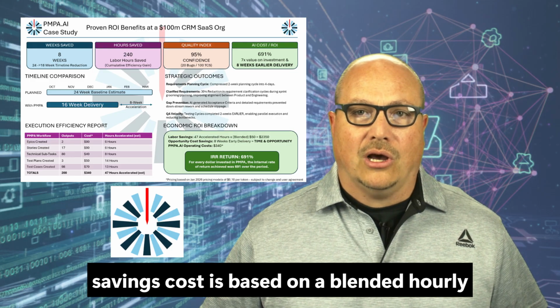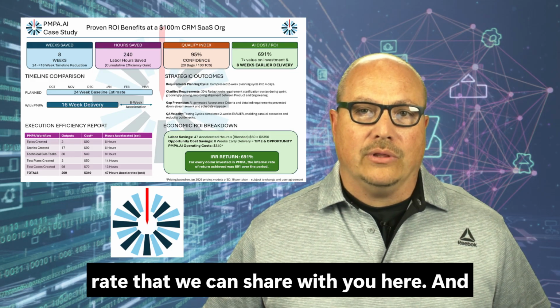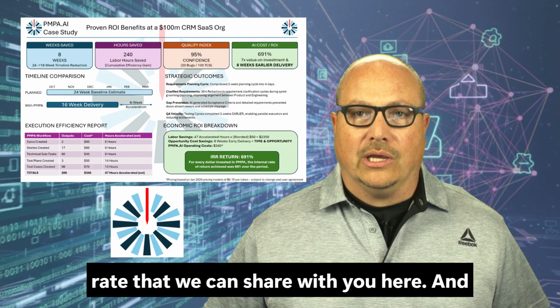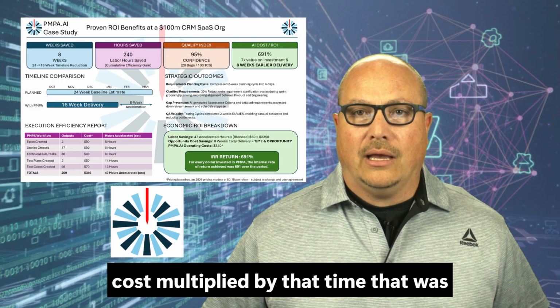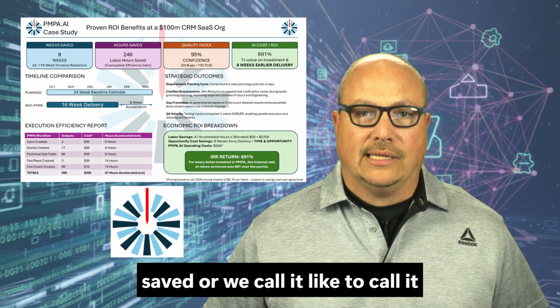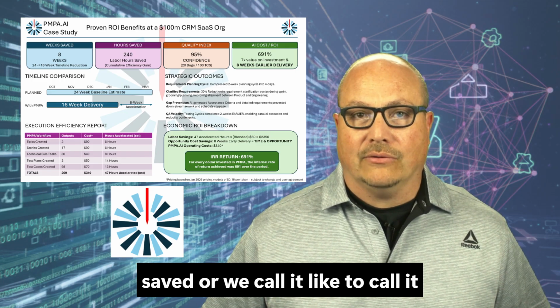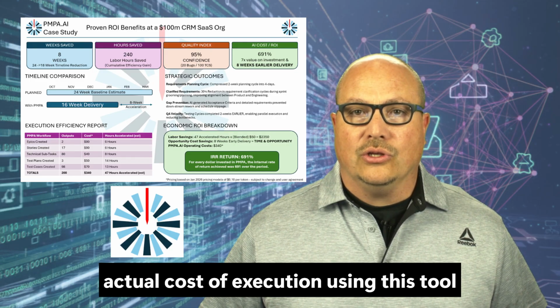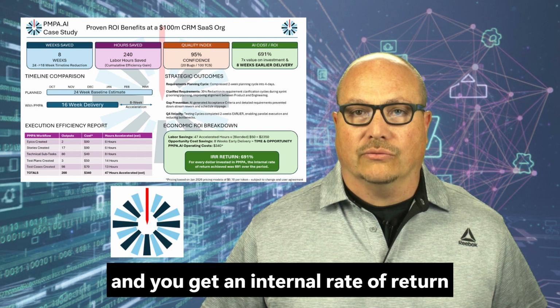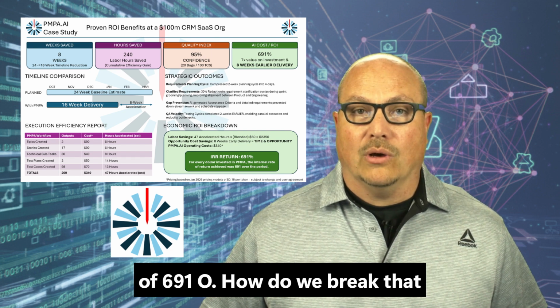So the labor savings cost is based on a blended hourly rate that we can share with you here. And this is based off a lot of offshore labor cost, multiplied by the time that was saved, or we like to call it accelerated, and then looking at the actual cost of execution using this tool, and you get an internal rate of return of 691%.